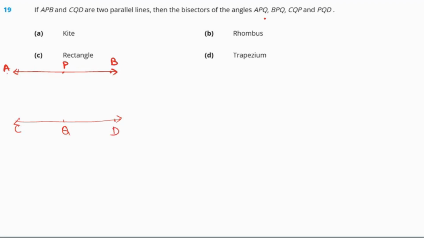Okay, then the bisector of angle APQ. Suppose let's join this P and Q together like this. The bisector of APQ will be this line, and the bisector of BPQ will be this. The bisector of angle CQP will be going like this, and the bisector of this will go like this. Okay, so let's mark the points over here. Let's say that these points are meeting at point M and these are meeting at N.